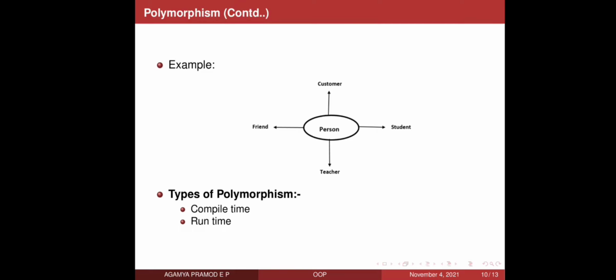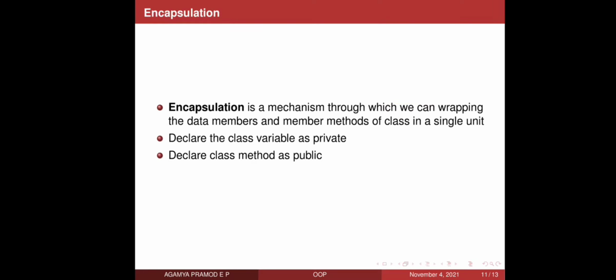There are two types of polymorphism: compile time polymorphism and runtime polymorphism. Compile time polymorphism means that it exists at the time of compilation. Here method overloading is done as compile time polymorphism, and runtime polymorphism means that it exists at the time of execution of the program, and here method overriding is done as runtime polymorphism. Encapsulation is the mechanism through which we can wrap the data members and member methods of a class in a single unit. It declares the class variables as private and the class methods as public.